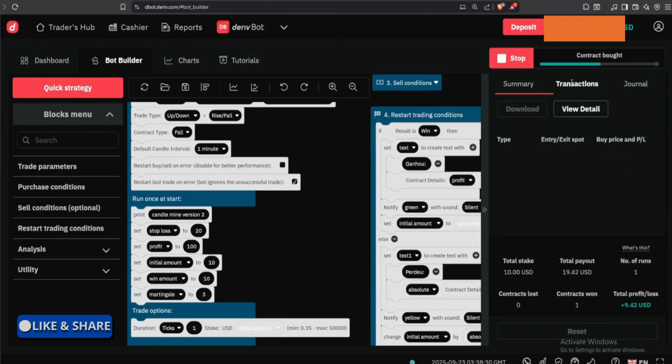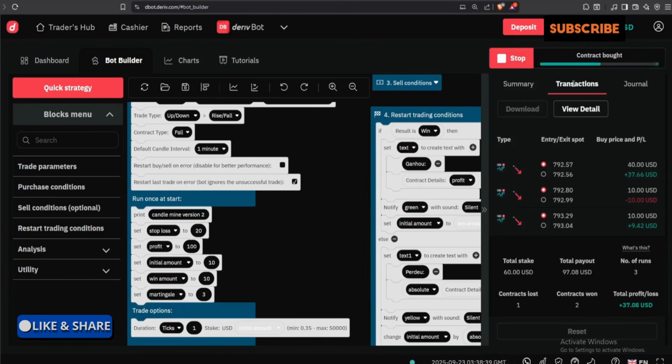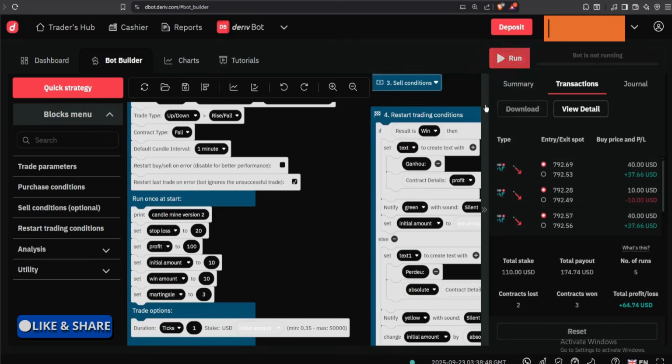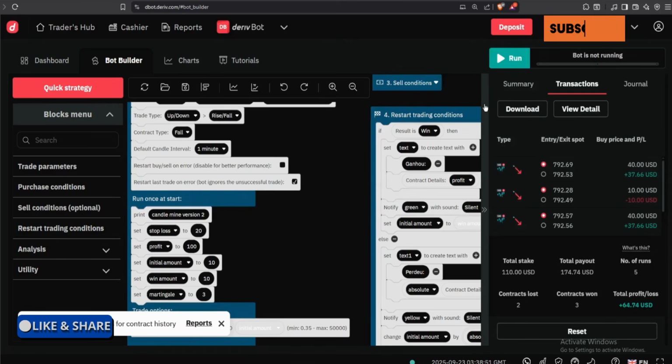So the first one is a win. The second one is a loss, which happens. Remember, in rise and fall, the market is going up, down, up, down, up, down. It is very, very changing, so you have to be very patient with that market. So we keep on waiting, and boom, like that, you have made 64 USD and you're done.